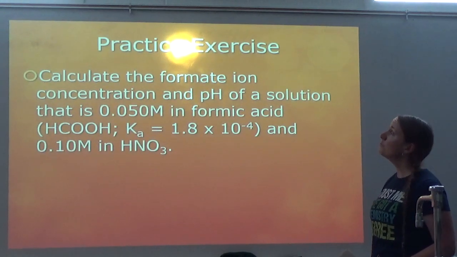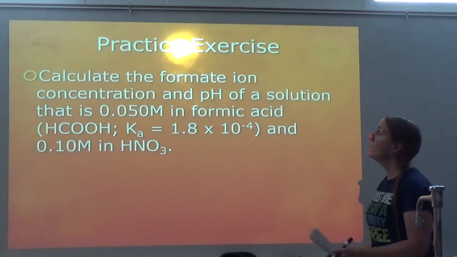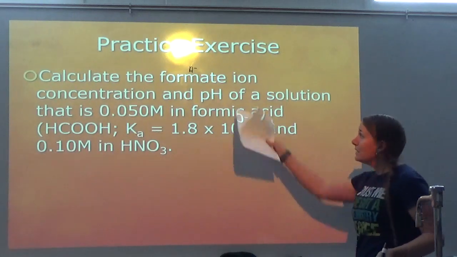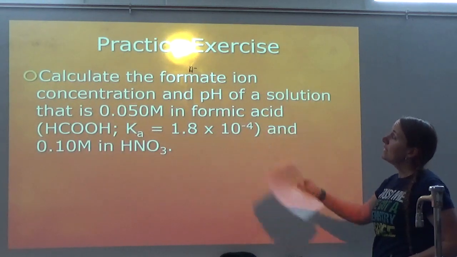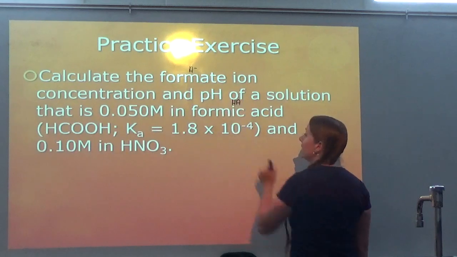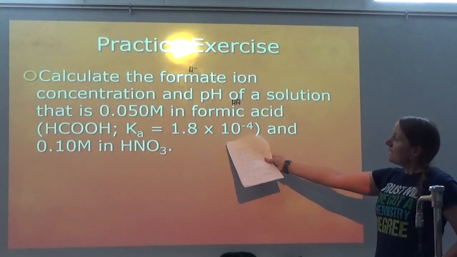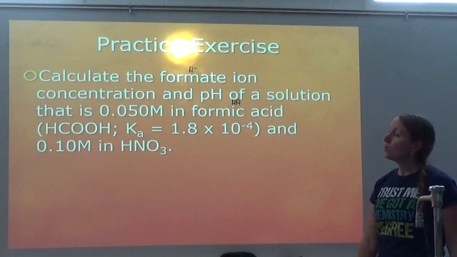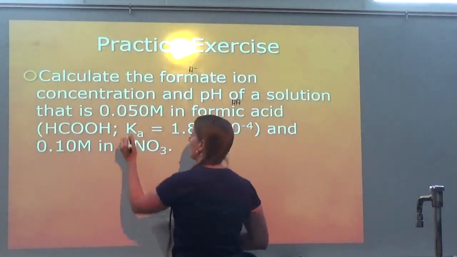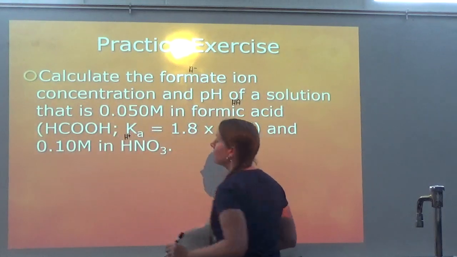It says calculate the formate ion concentration. Okay, so remember that's going to be my A minus. And pH of a solution that is 0.05 molar formic acid, so there's my HA. And then it tells me what the Ka is, and 0.1 molar HNO3. Well, formic acid doesn't have anything to do with nitrate, so this is also going to produce H+.